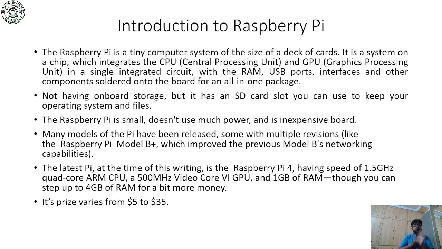The hardware configuration is almost matching the hardware configuration of a simple CPU. And you can see the price. The price varies from $5 to $35. Basically, this price is from the lower version to the higher version.